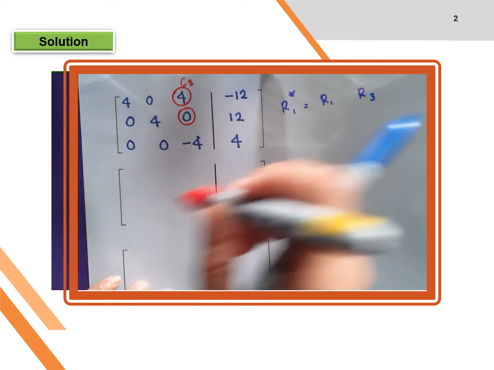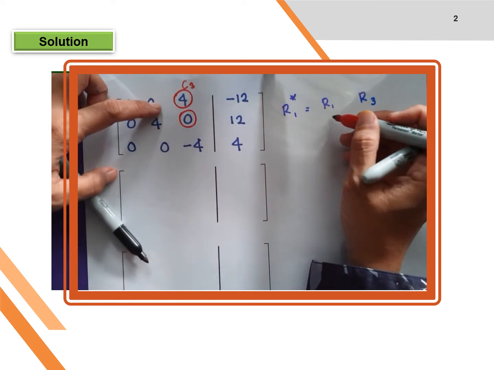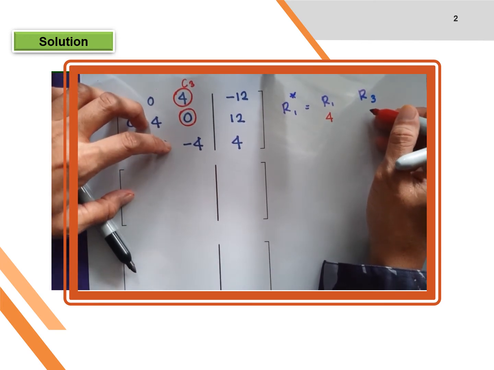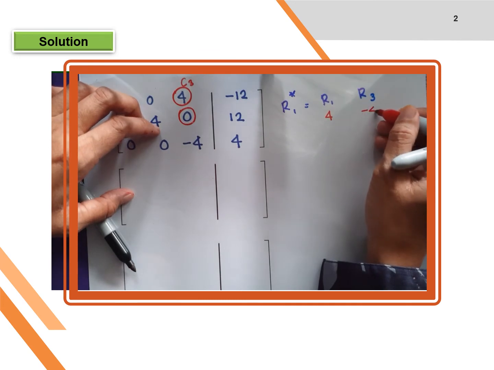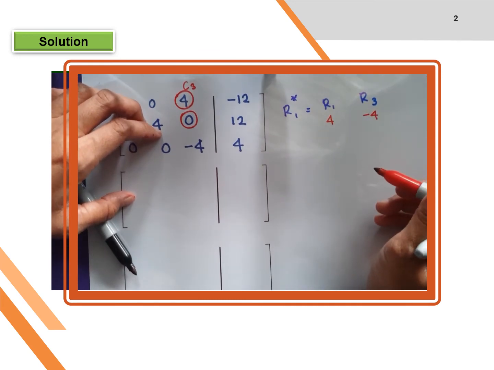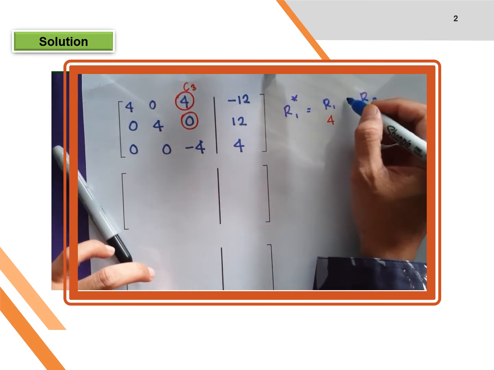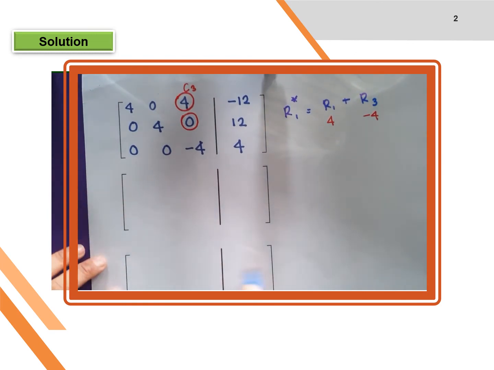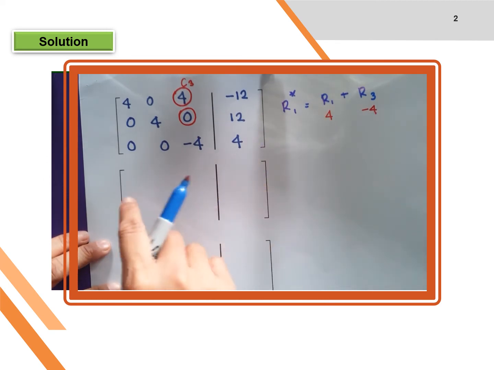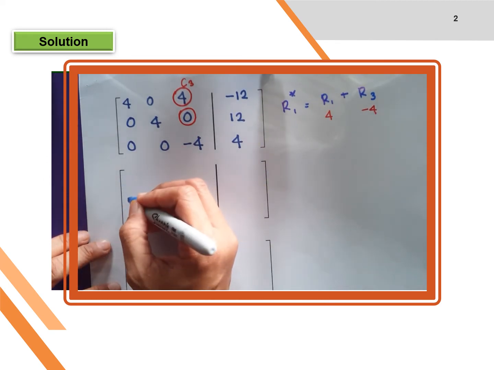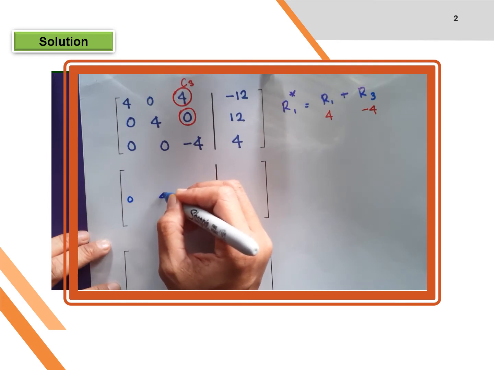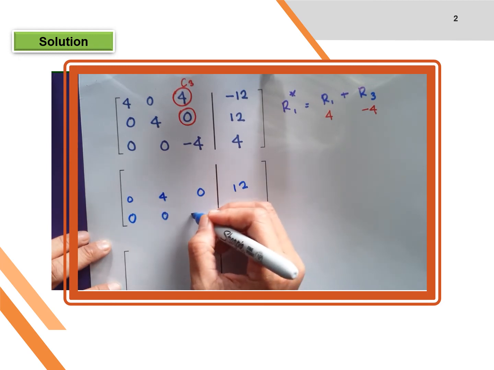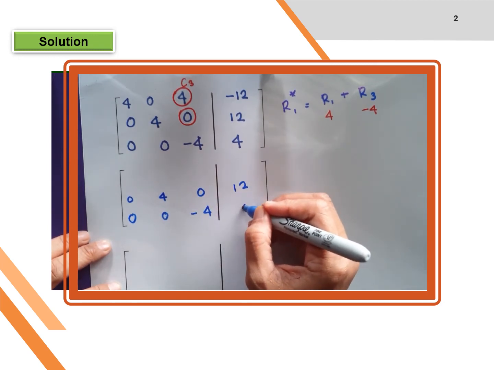Row 1, the number in row number 1, column number 3 is equal to 4. The number in row number 3, column number 3 is equal to negative 4. So in order to get 0, you just add row 1 plus row number 3. Okay. We only replace the first row, and for the second and third row, just write them again. 0, 4, 0 and 12. 0, 0, negative 4 and 4.